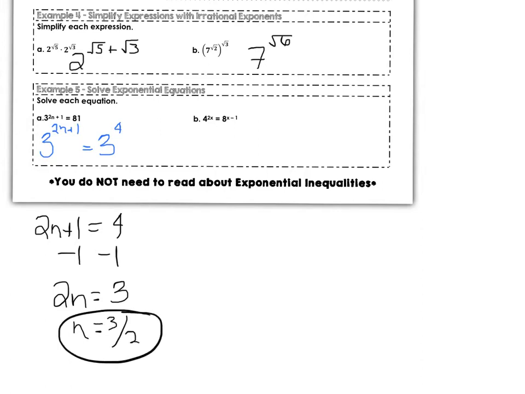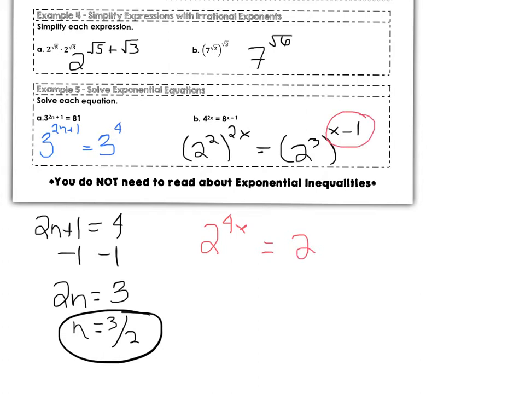Now what about in b? 4 to the 2x equals 8 to the x minus 1. 8 cannot be represented as 4 to any power, so we actually need to rewrite both of them. 2 to the 2nd power is 4, and 2 to the 3rd power is 8. Whenever I raise a power to a power, I'm going to multiply their exponents. And over here, I need to remember that I'm multiplying by the whole quantity of x minus 1. So we now have this expression, where we can set their exponents equal to one another.